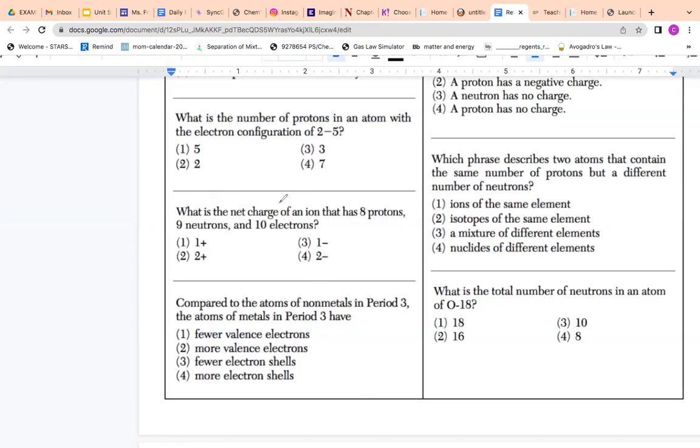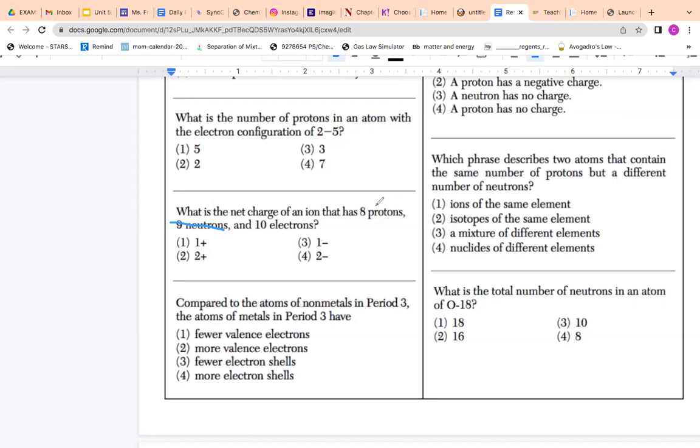What is the net charge of an ion that has 8 protons, 9 neutrons, and 10 electrons? Now, they're asking for a total charge. This 9 neutrons is extra information. We don't need it. Why don't we need it? Neutrons don't have any charge, so they don't contribute to the overall net charge. But we have to think about the electrons and the protons.